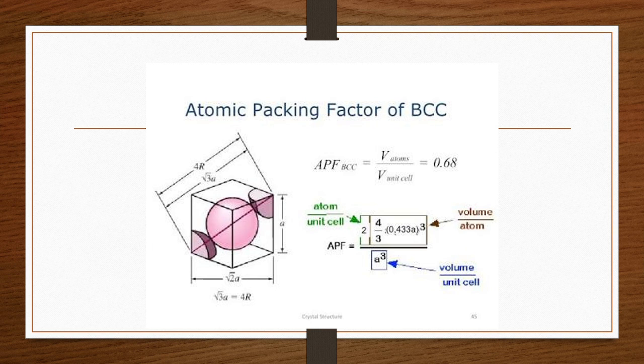Therefore, we can say that 68% of the unit cell is occupied and the remaining 32% is vacant. Since the packing factor is greater than the simple cubic structure, it is a tightly packed structure when compared to the simple cubic structure.